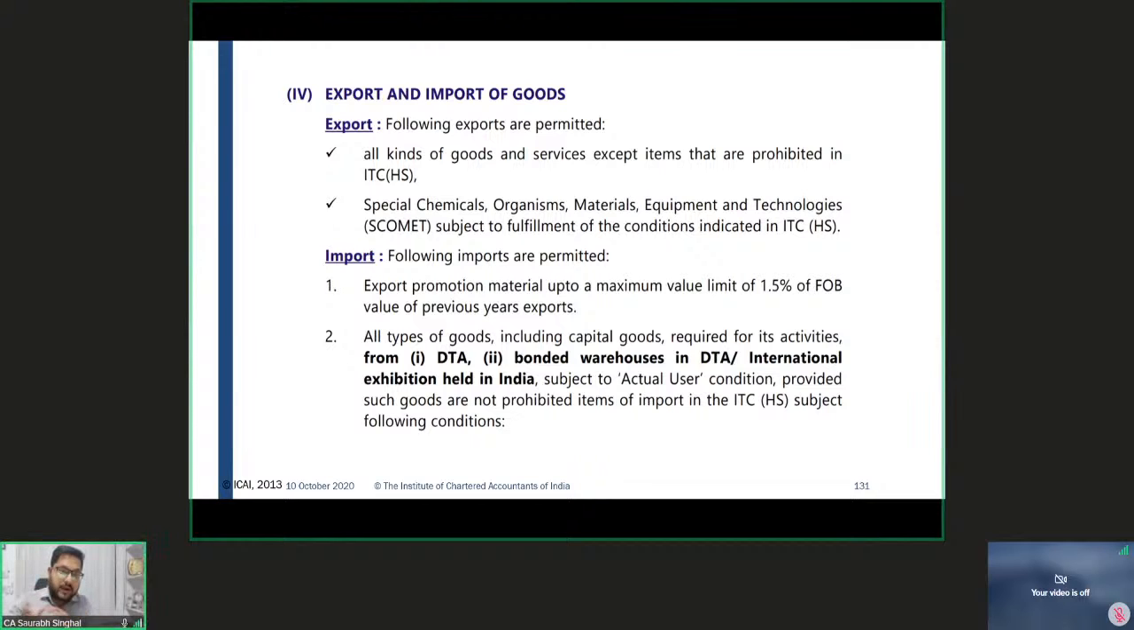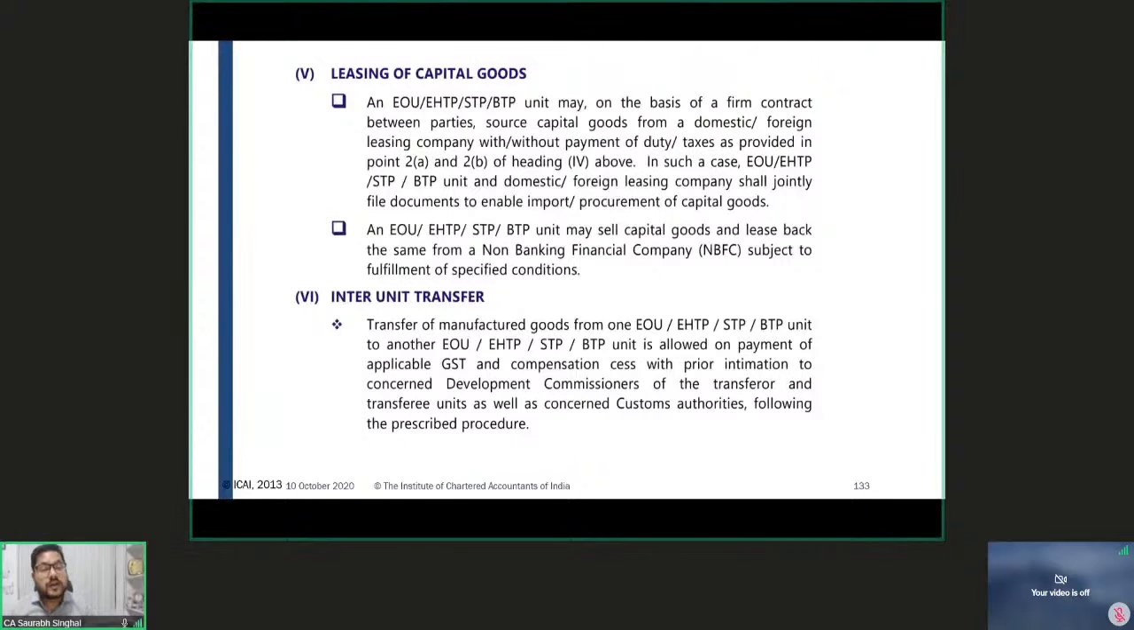Now, in addition to import and indigenous procurement of inputs and capital goods and then further export, these units are also allowed to sell off a part of their product manufacture into DTA, or transfer a part of them to another unit, BTP, or procure. So they are allowed domestic sale also, but that domestic sale or transfer of goods to another unit is subject to certain conditions and limitations which is prescribed in these slides. So these slides will tell you what is the limitation for these units to sell goods to DTA.